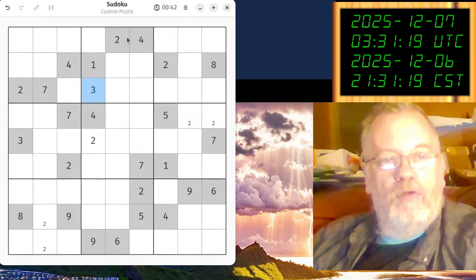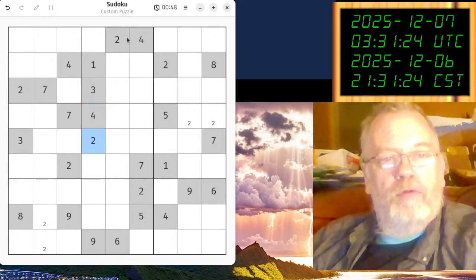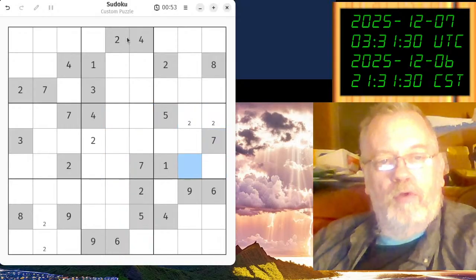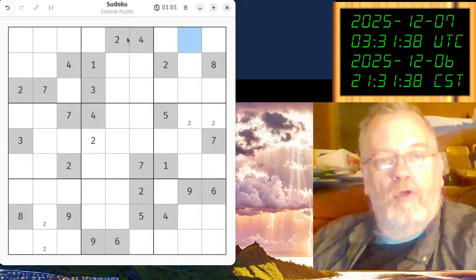How about 3s? I'll get a 3 here and 3 here. So we get 3 possibilities here, 4 possibilities here. 3 possibilities here, 4 possibilities here. Wide open down here. 3 possibilities here and 5 possibilities here. Okay, 4s. Well, we've got a couple more possibilities down to 2 here.